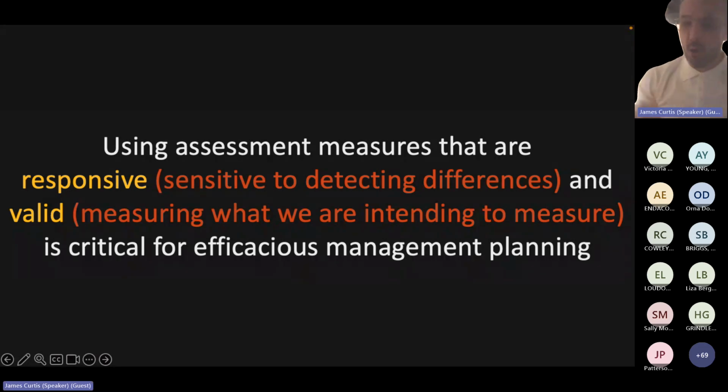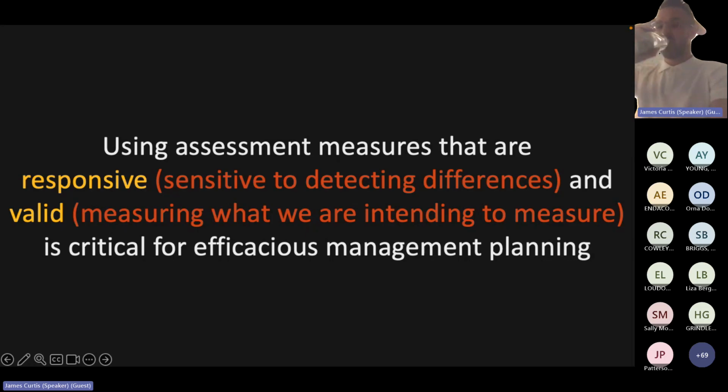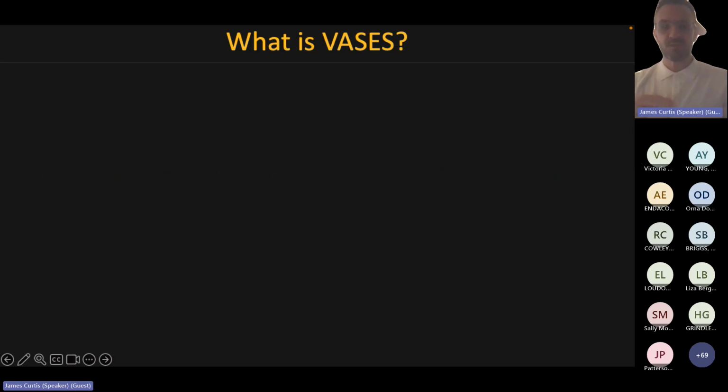And so I hope that when we finish this presentation and you go off into clinical practice, you're reflecting on the various assessment measures that you're using, not just for FEES, but for anything, including videofluoroscopy as well. But it's some of these gaps that led us to the development of VASES. So that gets us now to VASES.